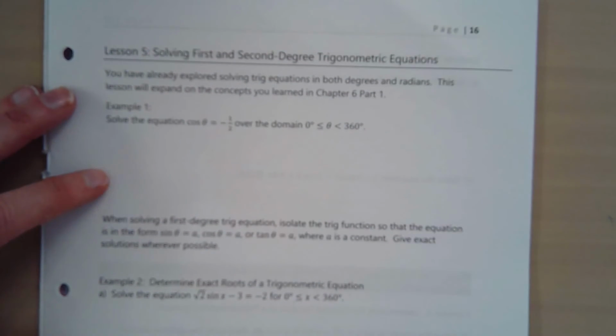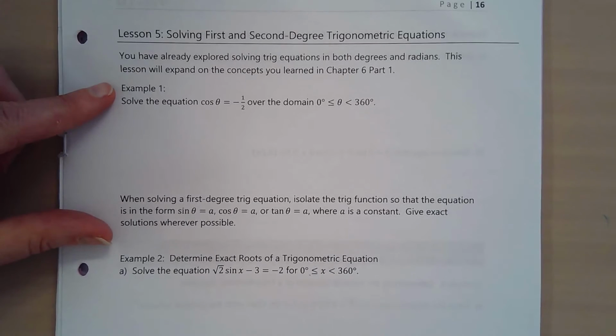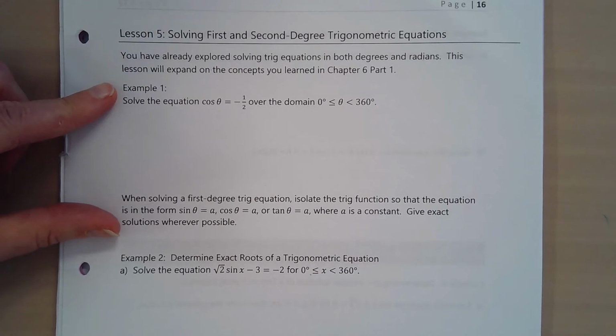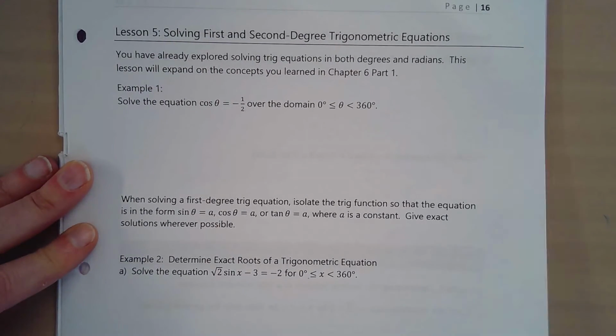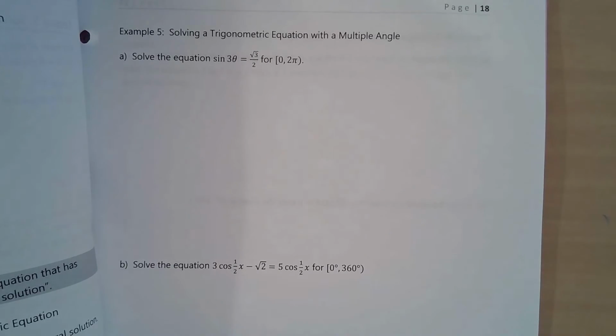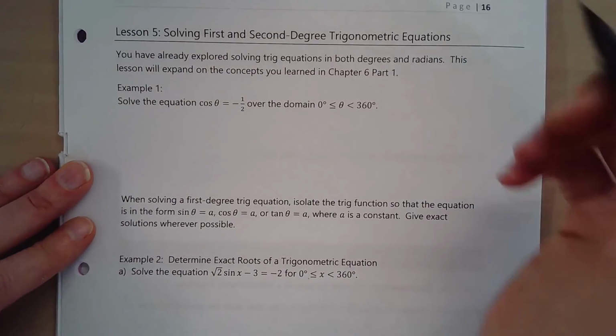So I'm on page 16. And it says solving first and second degree trig equations. First degree just means normal ones. Second degree means quadratic, right? Power 2. So we'll start with a couple of these, and then I have to make sure there's a quadratic in here. I think I might have missed that one.